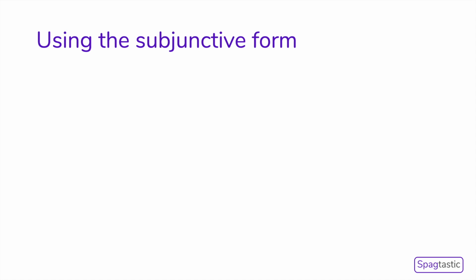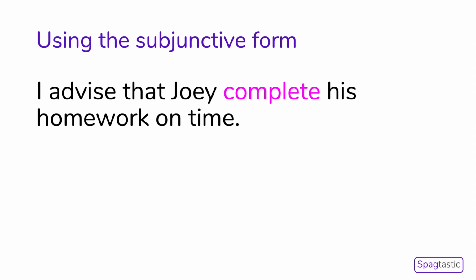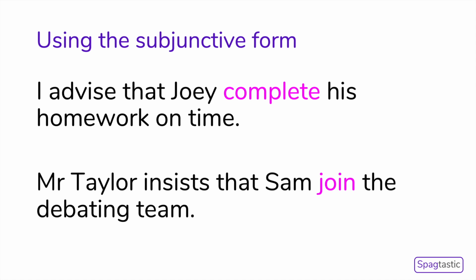Here are some examples where the subjunctive form is used for importance or urgency. I advise that Joey complete his homework on time. Usually, we would say, I advise that Joey completes his homework on time, but the subjunctive form uses complete rather than completes. In another example, Mr. Taylor insists that Sam join the debating team.